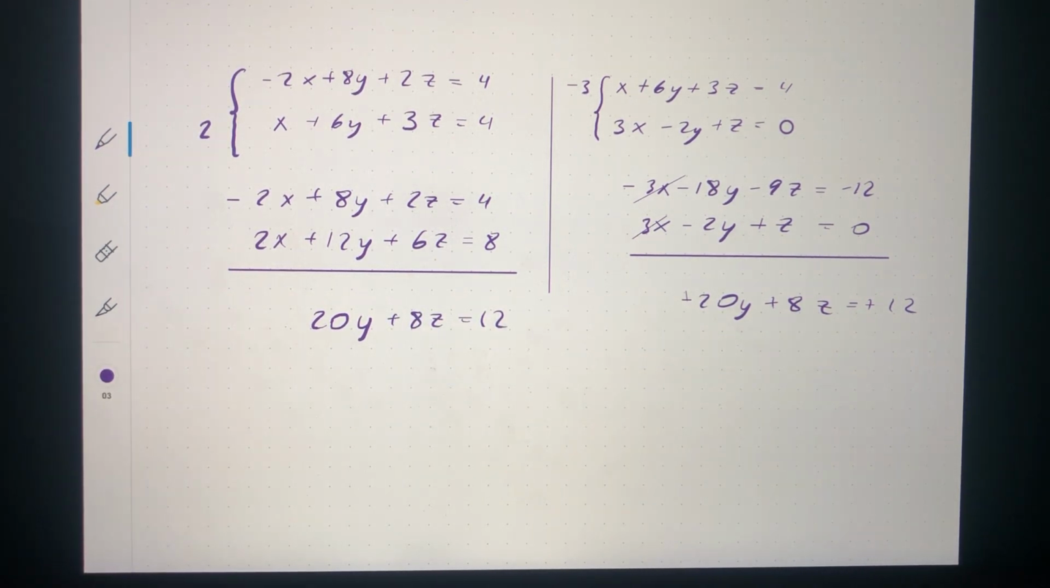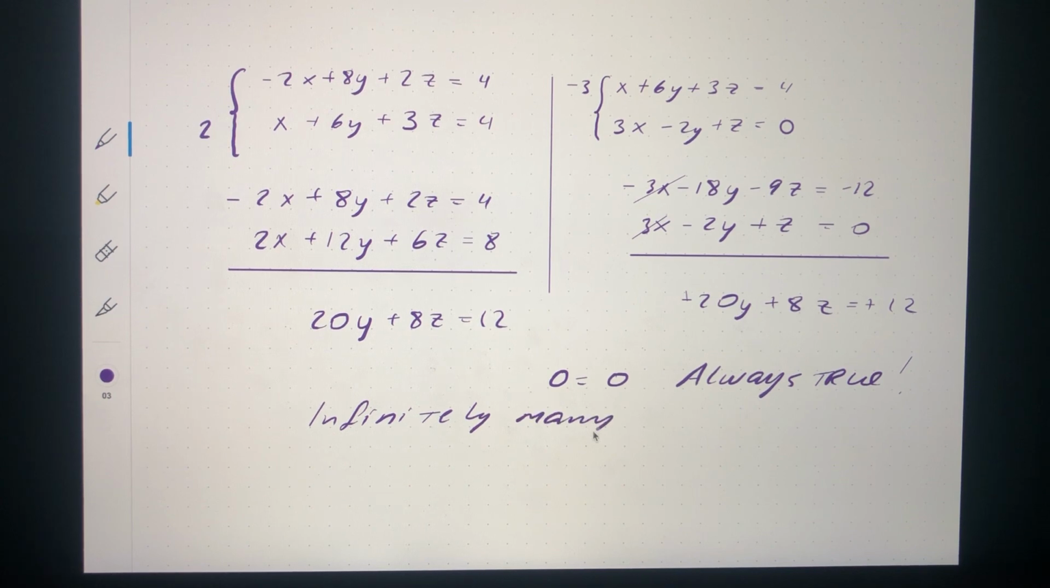If we were to subtract them the way they were, we would get 0 equals 0 because they're exactly the same, which is always true. And when you have always true, that means we have infinitely many solutions. Now we have to write the answer in general form. The general form means we have to express our x, y, and z in terms of one letter.